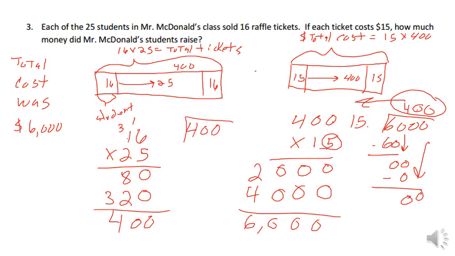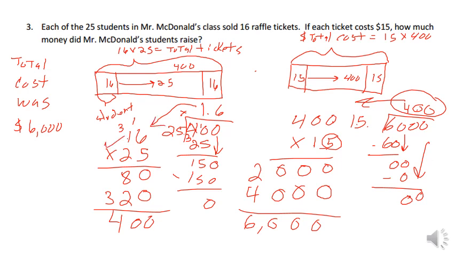It was 400. Now to check the 400, we come back over here. We got 400 divided by 25, and we should get 16. 25 will go into 40 one time, and 1 times 25 is 25. And that gives us a remainder of 15. We regroup into ones. We end up with 15 ones. 25 will go into 150 6 times. 6 times 25 is 150. We end up with 0. And you can see we're back to 16.